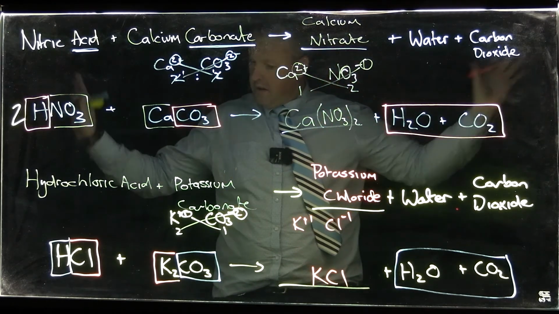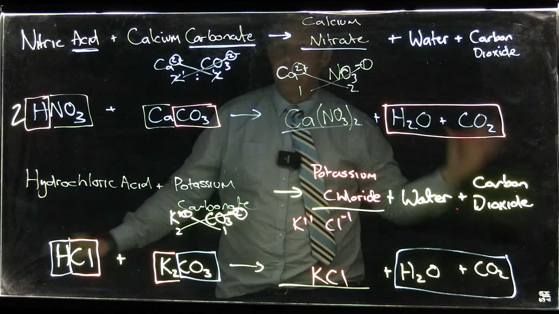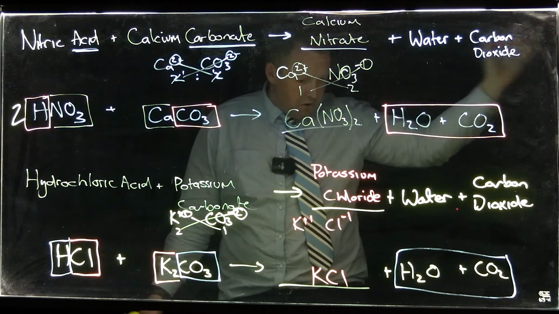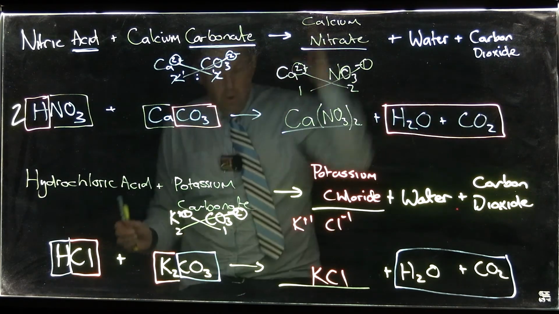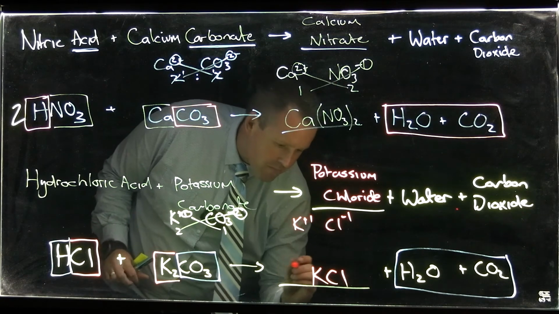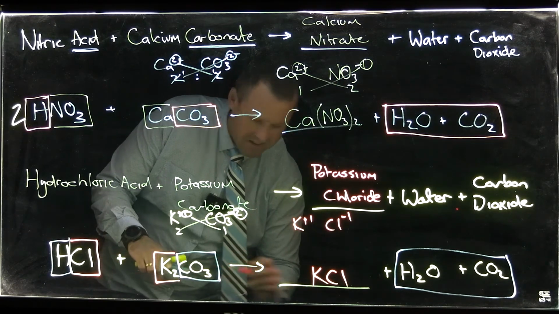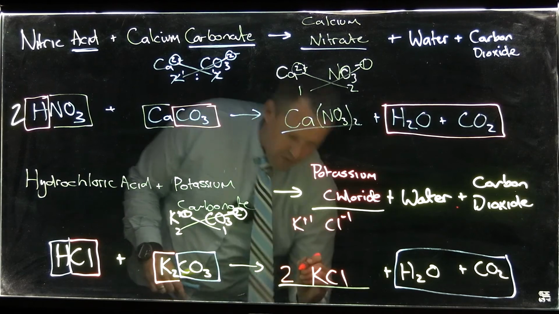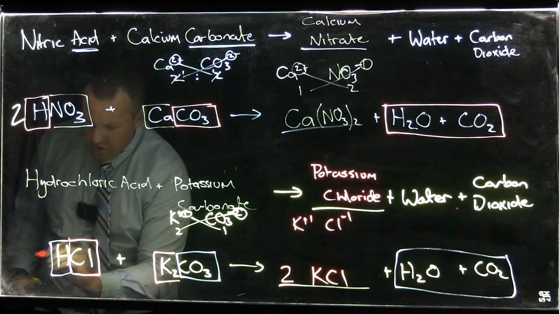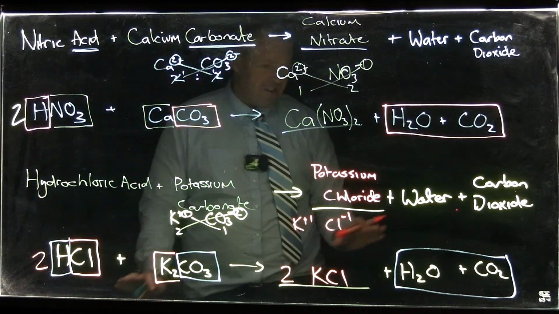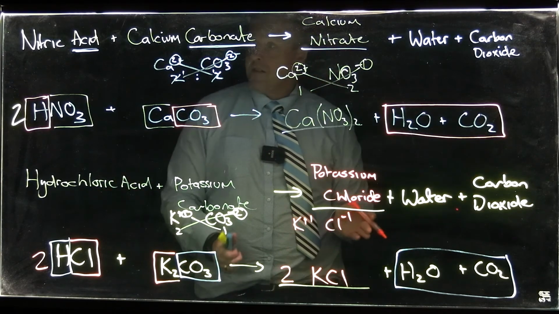Question for you, am I finished? Is there anything else I need to do? Of course there is, Mr. Mills. We need to balance it. Awesome job. We're going to start off with our potassiums because I can see I've got 2 here and 1 here, so 2 out the front. Chlorines, now I've got 2 over here, and if you do your maths the whole way through, now we're balanced.